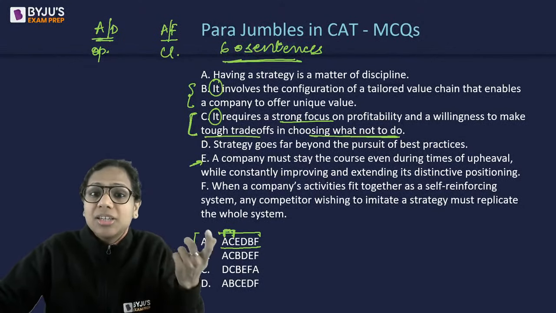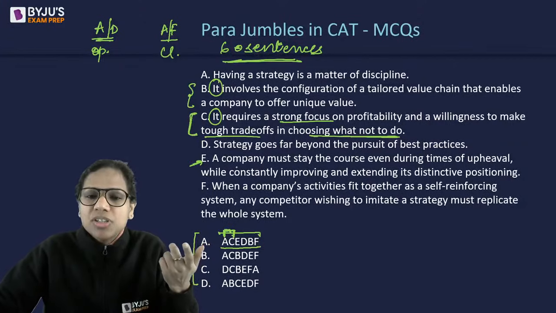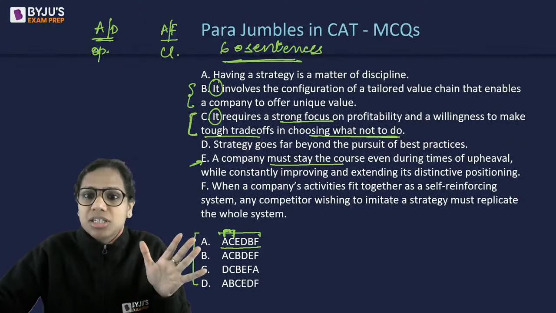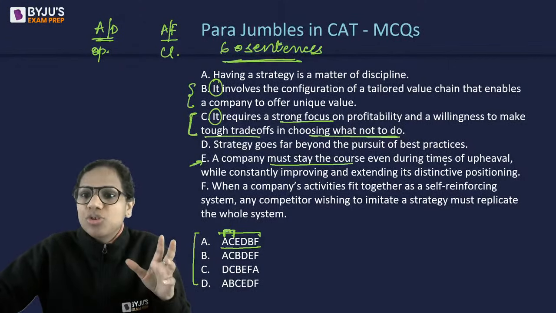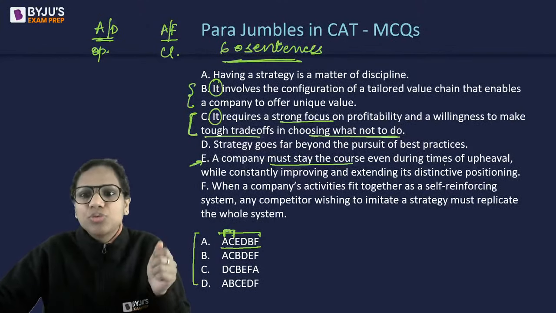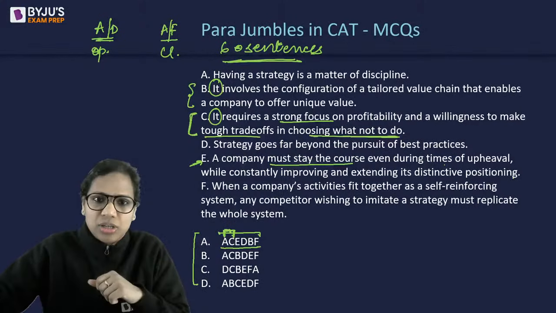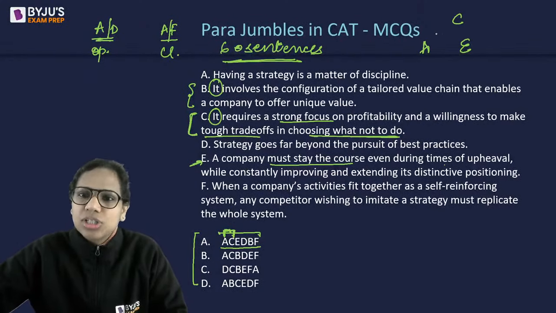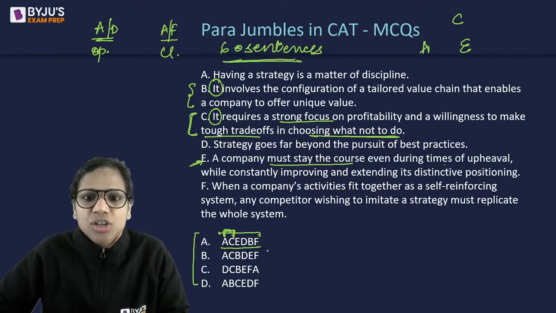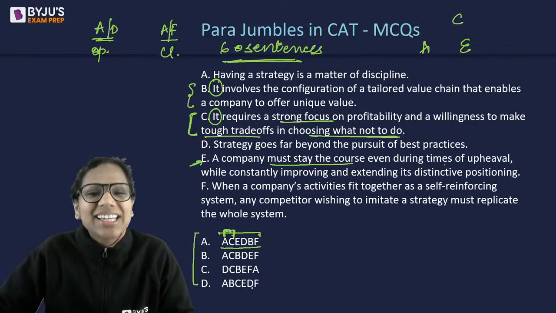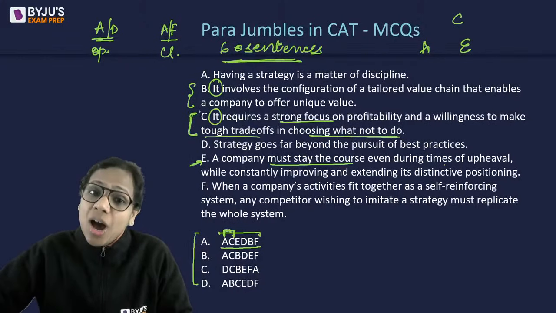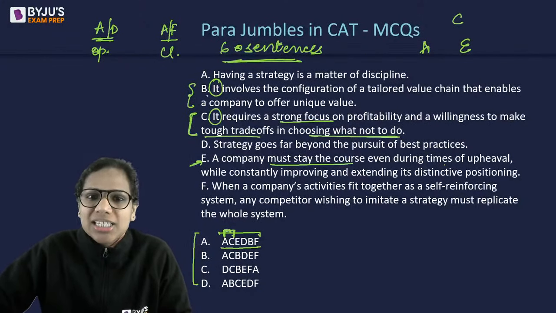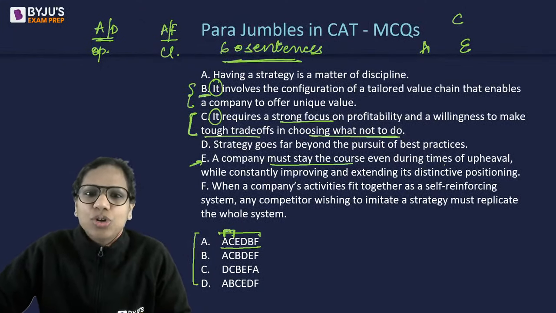So see, I'm using theme-based clues here because it says a company must stay the course even during times of upheaval while constantly improving and extending its distinctive positioning. So to me, C and E both appear related to A. And A, of course, looks like it should come before C and E. So, unfortunately, that does not help me much because in all my options, that is the case. However, one thing that I realize is that B can come later on also.